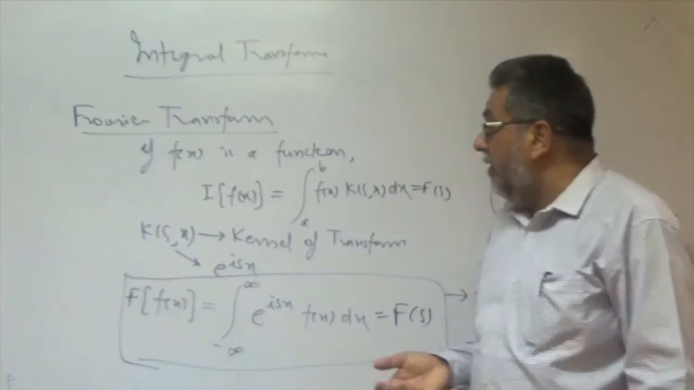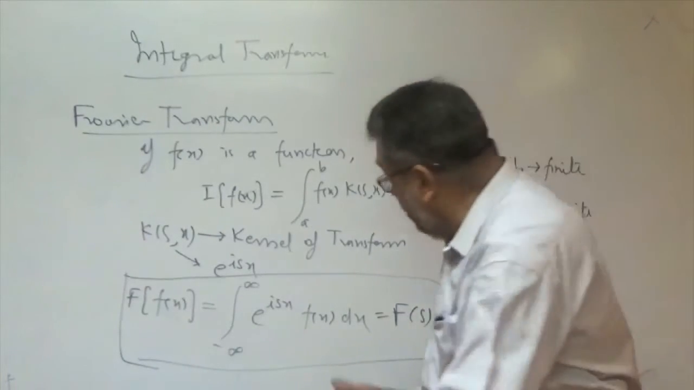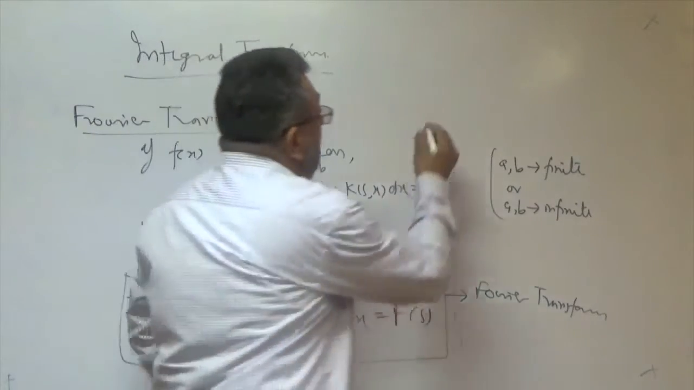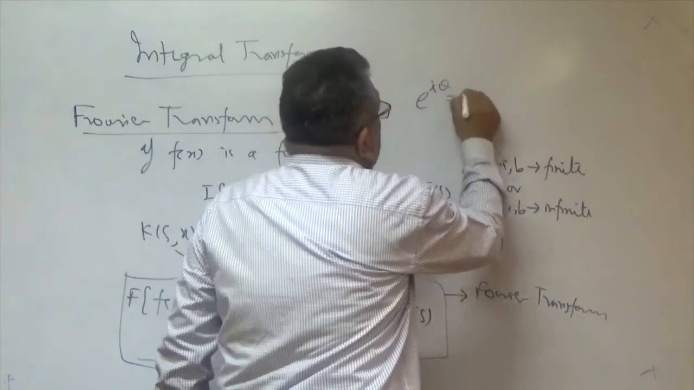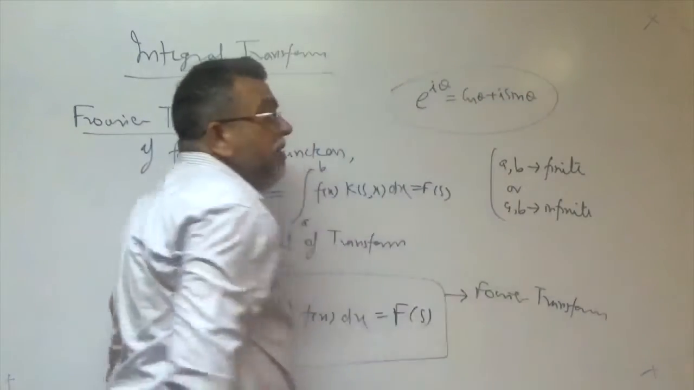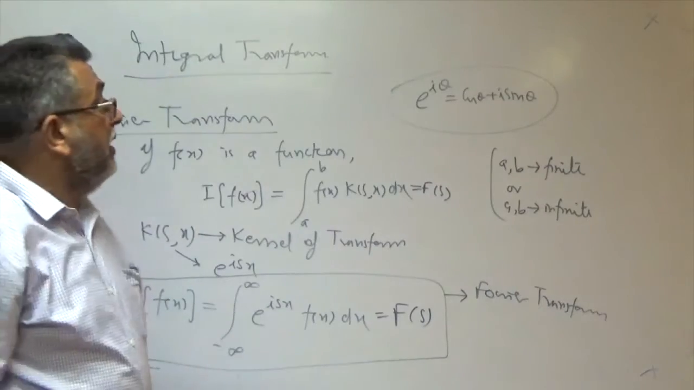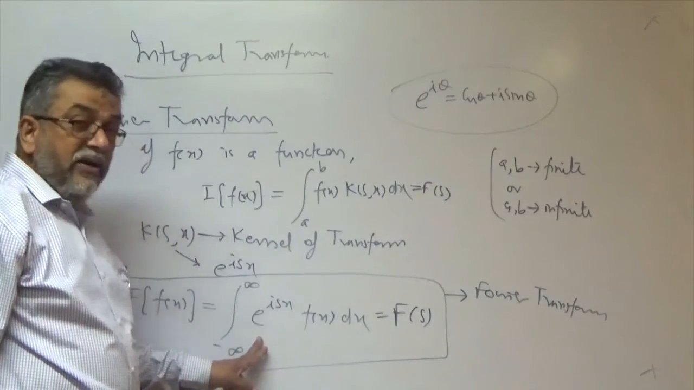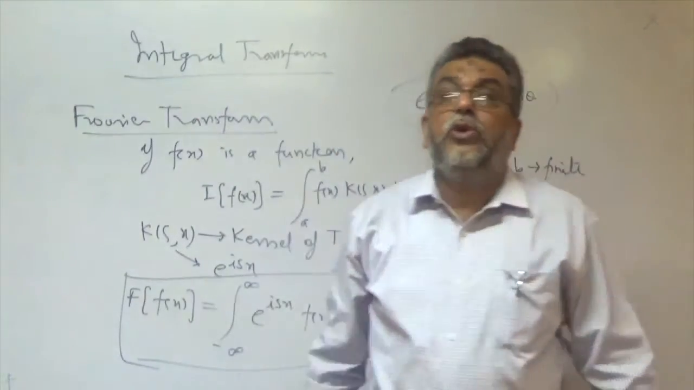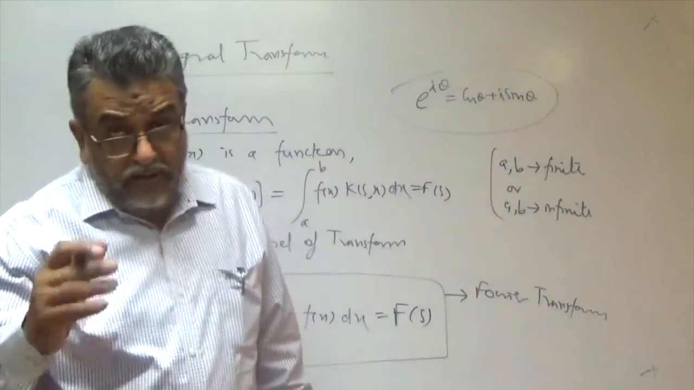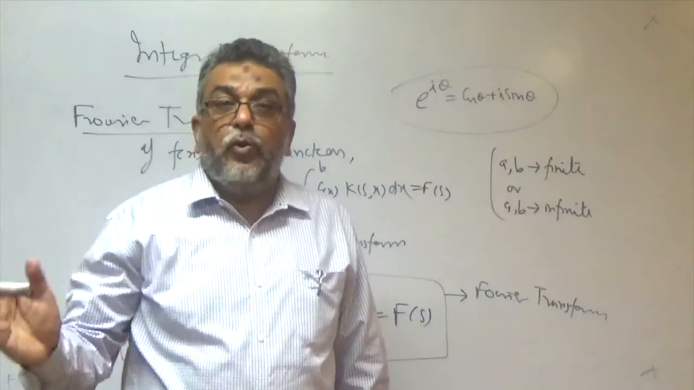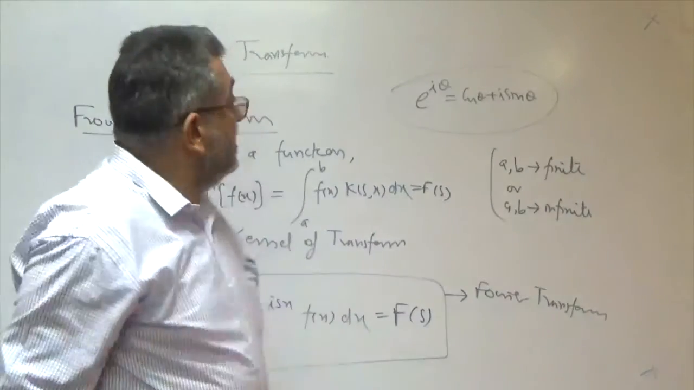So it is also called Fourier cosine transform. If you open this, because you know that by Euler's formula, e to the power i theta equals cos theta plus i sin theta. This is Euler's formula. If you substitute the value here and take the real and imaginary parts, then you get two types of the complex Fourier transform: one is the Fourier cosine transform, another is the Fourier sine transform.